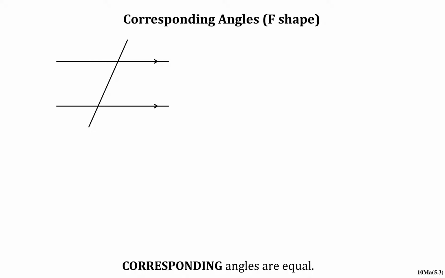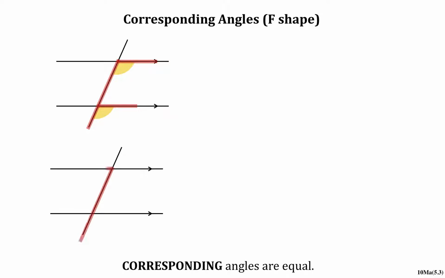Another type of angle you can come across are the corresponding angles when you've got parallel lines. And sometimes we refer to those as F shapes. So you can see an F shape, and underneath each of the arms, if you like, of the F, we have our two corresponding angles.